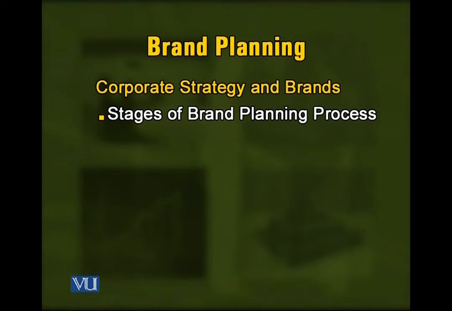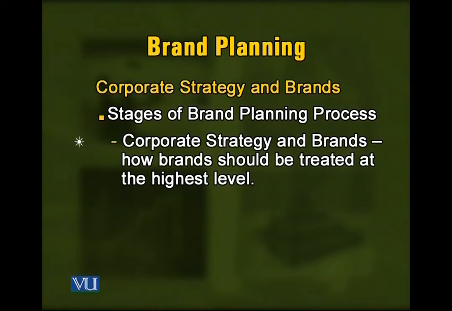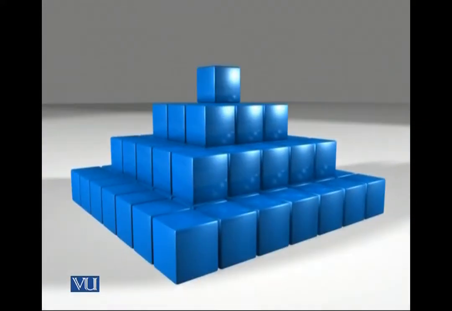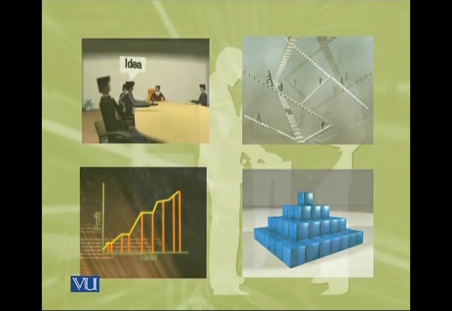I'm going to talk about this process in three different steps. And these three different steps are going to be spread over three lectures, including the one we are into right now. The first step is the corporate strategy and brands. This basically means how the brands should be treated at the topmost level of the corporations. In other words, the kind of support which the top management must give its brands, so that that support gets translated into the actions on part of all those who are going to execute those strategies.